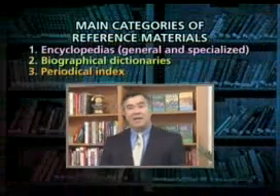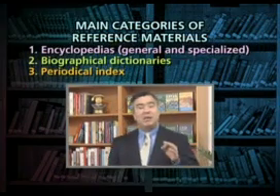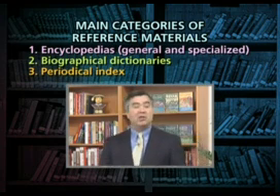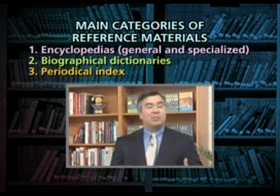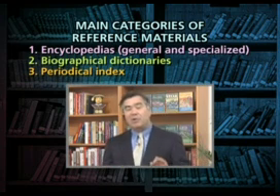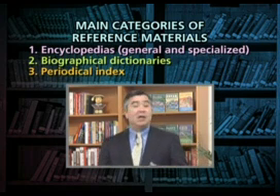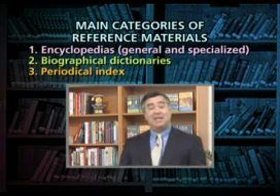A third basic type of reference material is the periodical index. We've mentioned that periodicals, such as newspapers or magazines, are materials that are published on a regular basis. A periodical index lists all the articles in a particular periodical by topic, by author, and by date. And many periodical indexes also contain abstracts, which are brief summaries of articles. So a periodical index is a wonderful place to turn if you're looking for periodical articles about a particular topic.